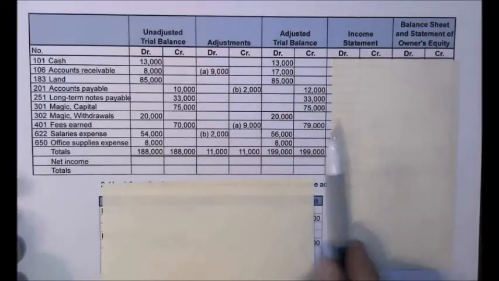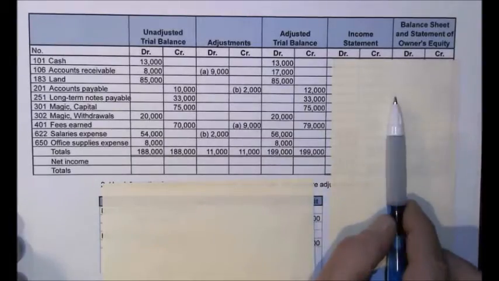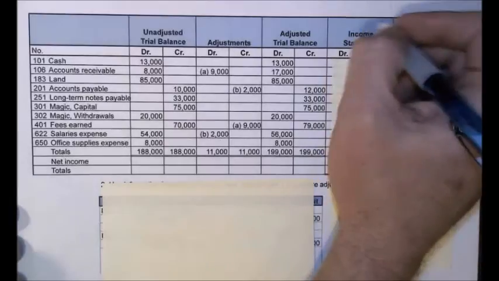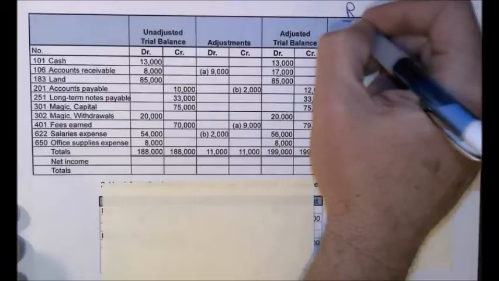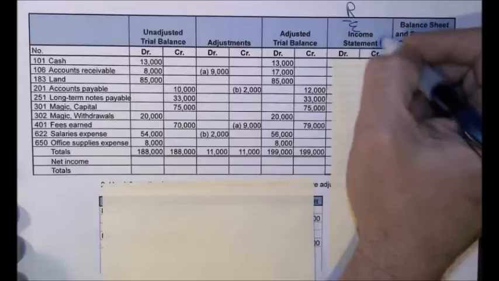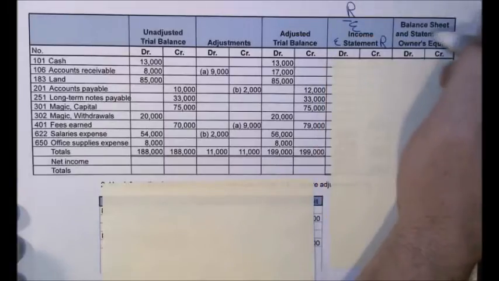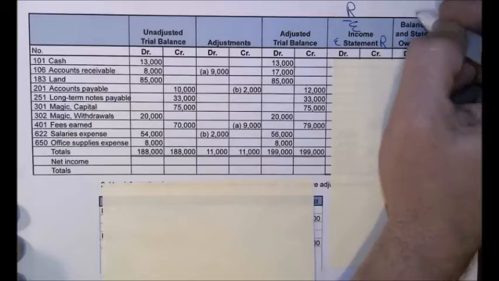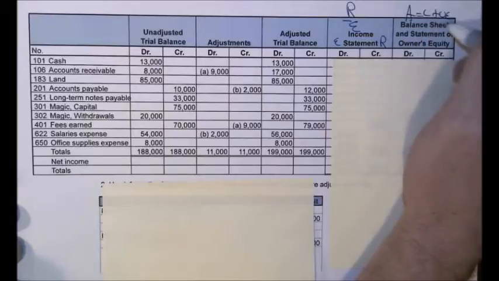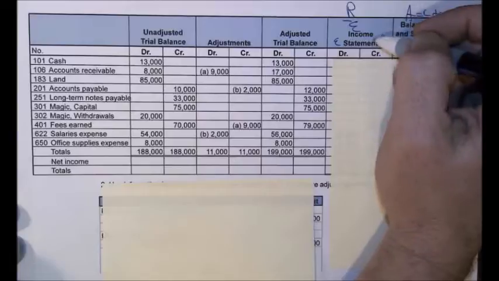Our next step is we're going to take this adjusted trial balance and move it over to the financial statement columns according to what things go in each financial statement, right? Remember, the income statement is what? It's revenue minus expenses, right? So we know that on the income statement on the credit side, we're going to have revenue accounts, and on the debit side, we're going to have expense accounts. And the balance sheet and the statement of owner's equity, we know is assets equals liabilities plus owner's equity. So those kinds of accounts are going to go in these pair of columns. Revenue and expense accounts go in those columns, right?